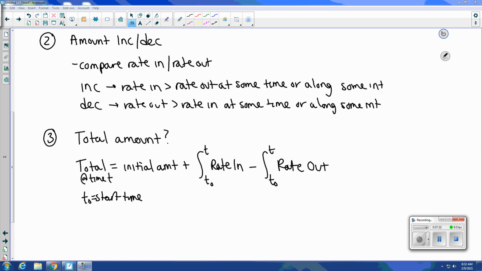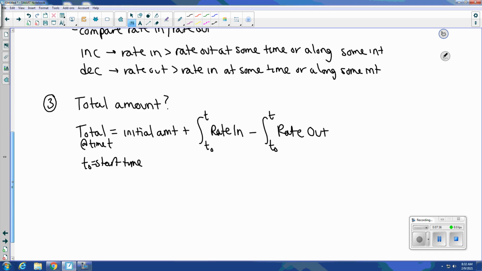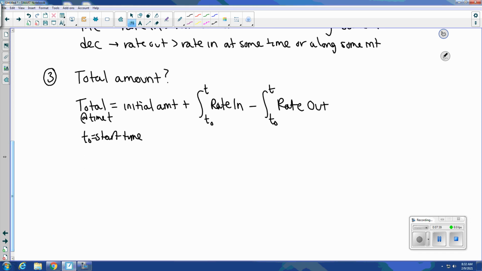Now, if the next part of the question asks you when it reaches a max or a min over some time interval, well, now you have an equation that represents the total amount. So if you want to know when it's maximized or minimized, you're going to take the derivative. You're going to analyze the derivative. When is the derivative equal to 0? So max min, we want to take the derivative of what we'll call the total function. Determine the critical points.